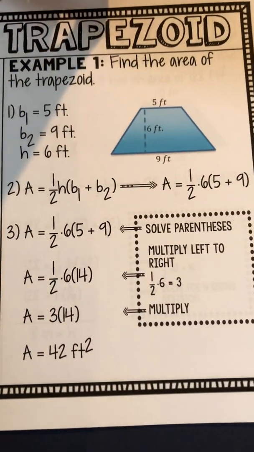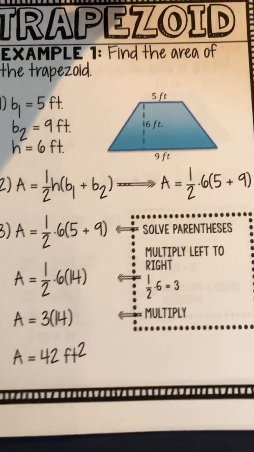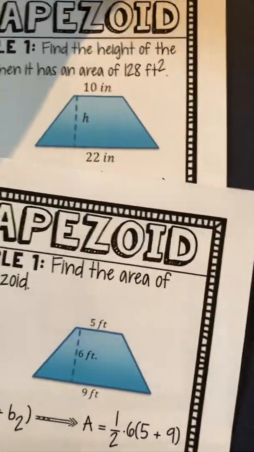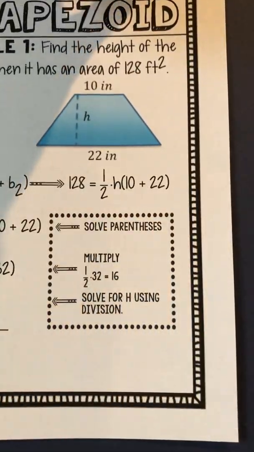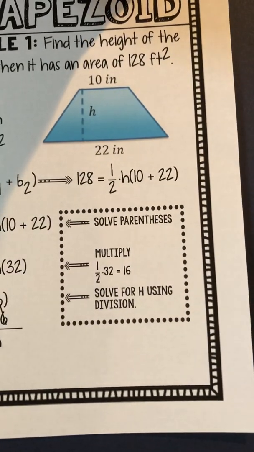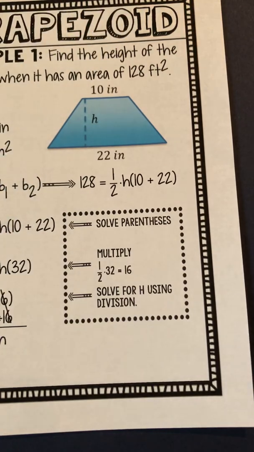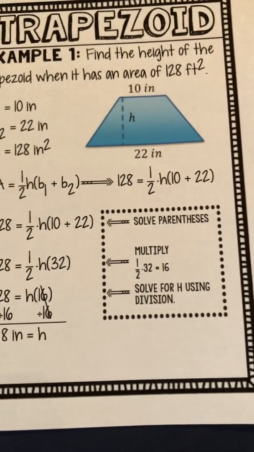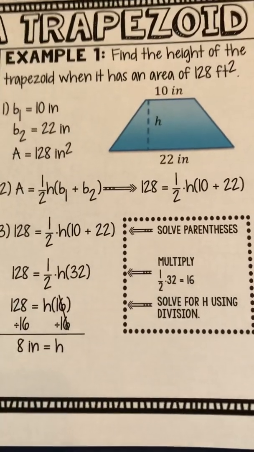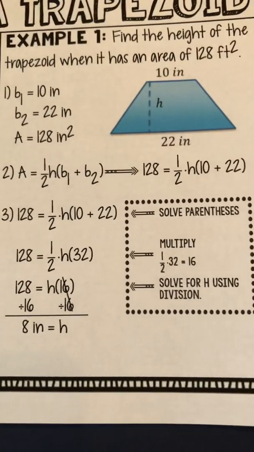So on the same anchor chart, I want you to go ahead and give one more example. Excuse me while I turn the page here. So I have one more example. This one, you're going to be given the area and you need to solve for the missing length, okay? So this is really example 2. This one is to solve for the missing length when given the area of a trapezoid.